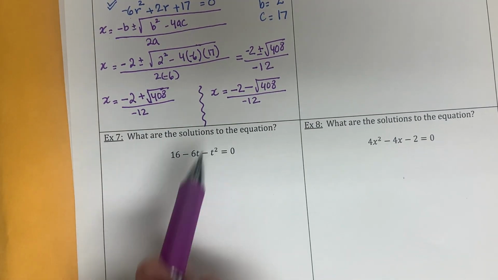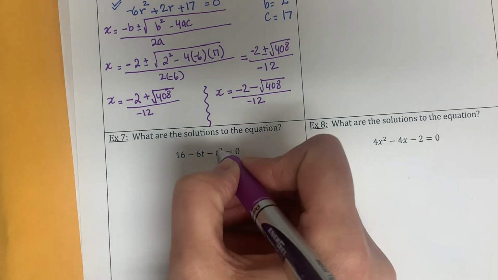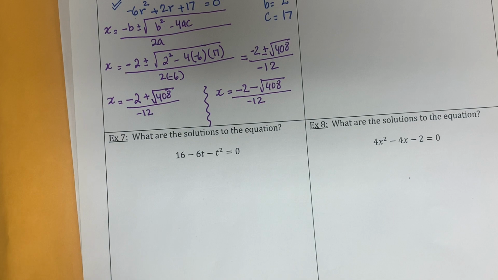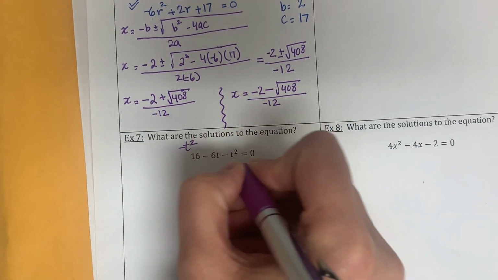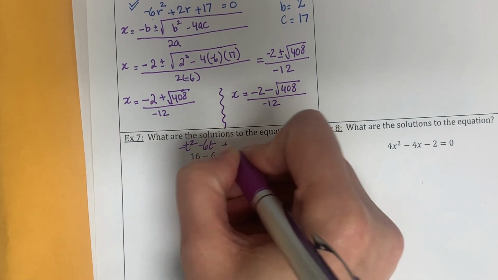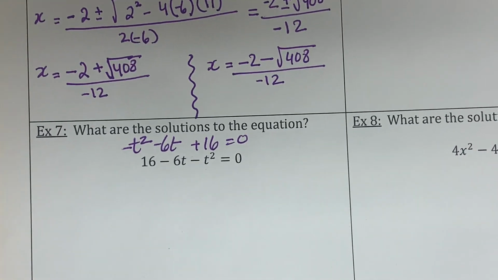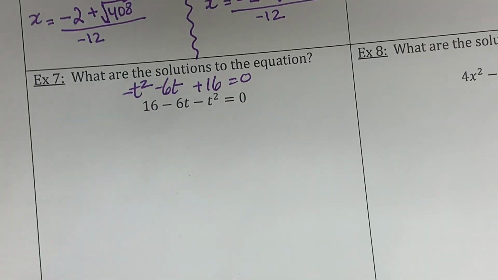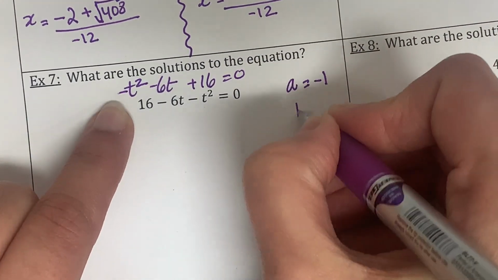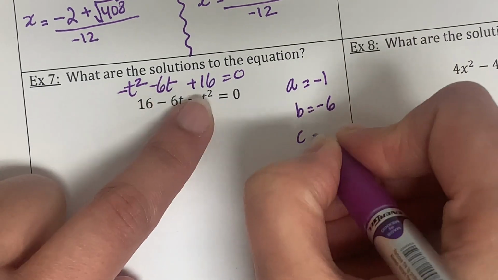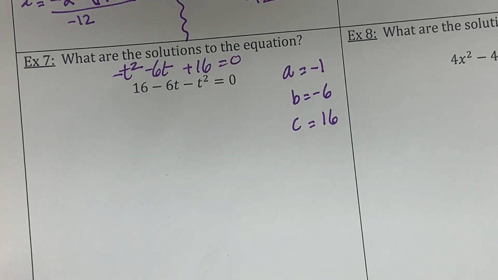Let me help you on this one. This seems a little smaller. This is a squared, this is b, and this is c. It's all reversed. So first fix your equation and write it down. I'm going to use the top. So it should be negative t squared minus 6t and plus 16 equals 0. So I have my equation. A value is -1, b is -6, and c is positive 16. I have a, b, and c. Let's use the quadratic formula.